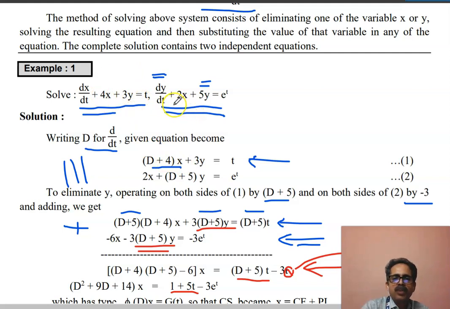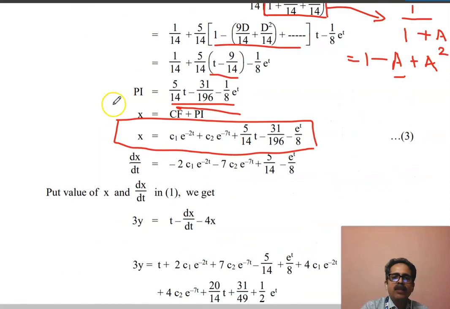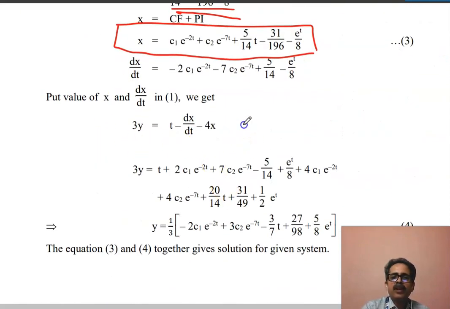So the second equation is not suitable, because the second equation will not give you the value of y directly. It will give you the value of dy/dt and y together. But the first equation is suitable to calculate the value of y, because using the value of x you can calculate dx/dt. We know the value of x, and using this equation 1 we can get the value of y. So this is suitable. Using this first equation we can write the value of y.